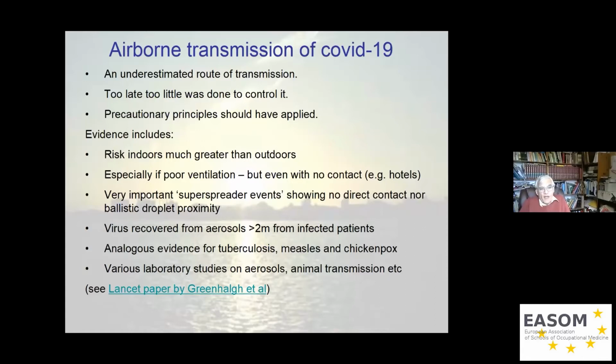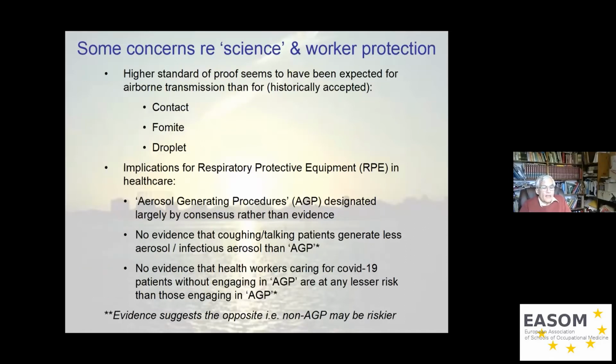There have been some data where aerosols were recovered some distance from patients. We know of other diseases like tuberculosis, measles, and chickenpox, which are almost impossible to culture in the air, yet we accept they are airborne transmitted, and there are lots of laboratory studies. I can share the one link with you later. And it seems to me that there's been a higher standard of proof expected for airborne transmission than for the historically accepted routes of contacts, fomites, and droplets.